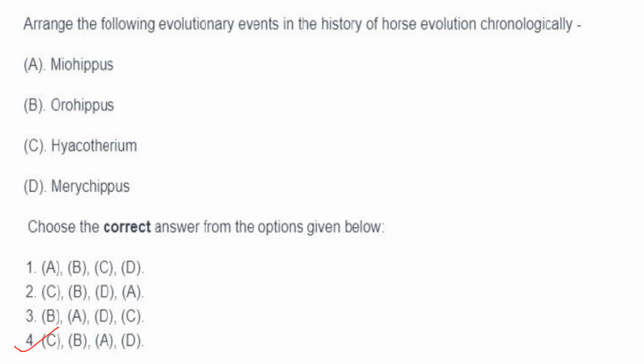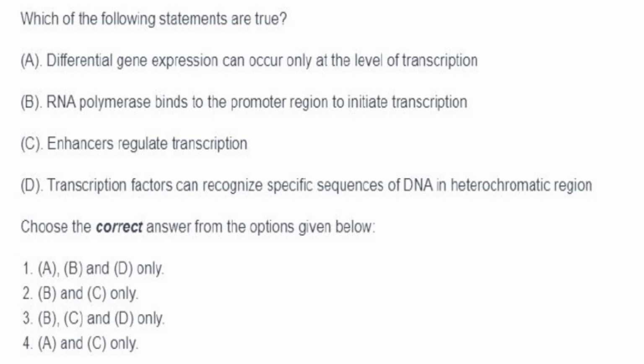CBAD, that makes 4 the right answer. Then which of the following statements are true? Differential gene expression can occur at the level of transcription. It need not always; it can occur at post-transcriptional regulation, translational regulation, and post-translation also. So A is not correct.